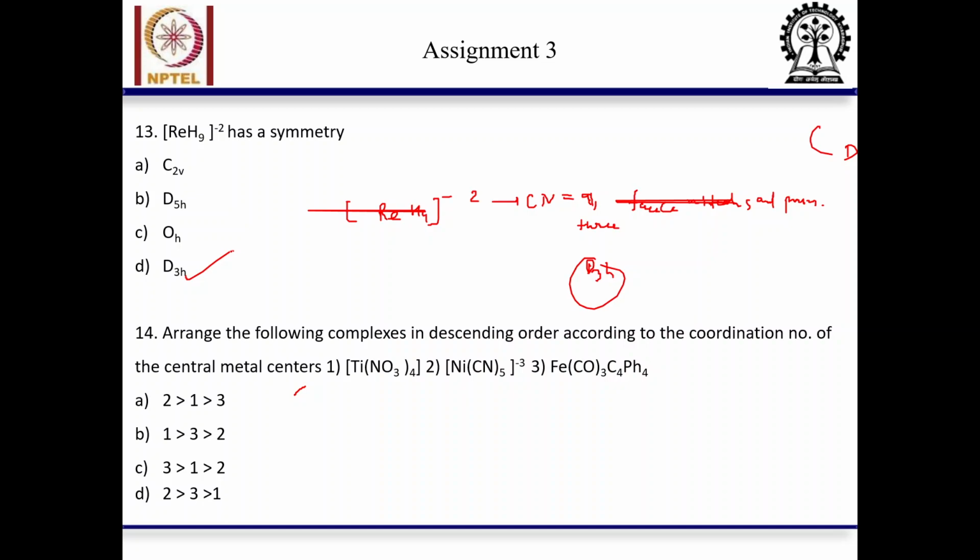Okay, so one thing you consider is that NO3 is a bidentate ligand. Can you consider it now? Yeah. So the correct answer is B. One will be the highest, then three, then five. Because here four plus three, that is coordination number seven. Okay. So the correct option is B. So this is 8, 7, and 5.